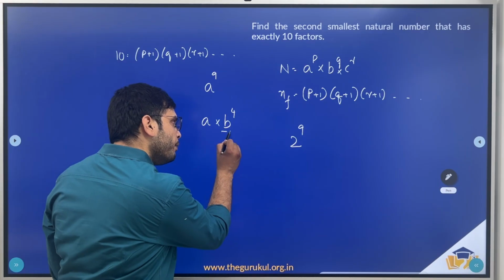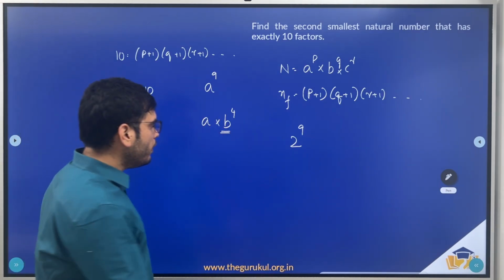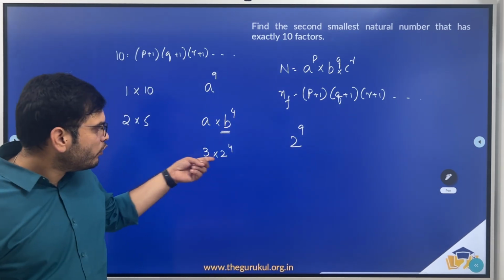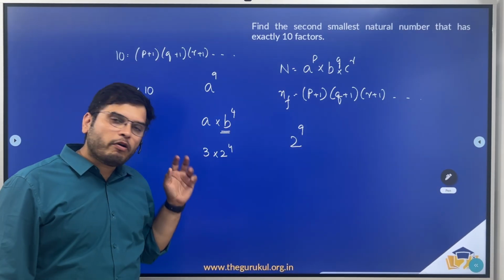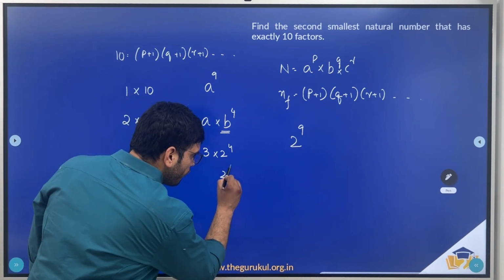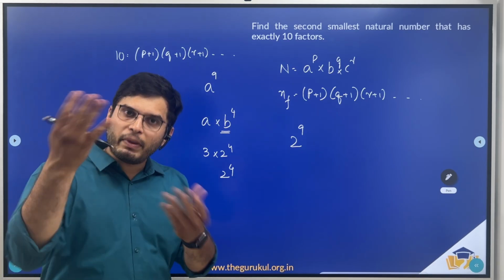So let us have minimum value for b, right, and the next minimum value for a, right? So that would be 3 into 2 power 4. Now I can say that 3 into 2 power 4 is less than 2 power 9. Now if 3 into 2 power 4 is the smallest, the next smallest number would be, now let me put 2 power 4 only. Let this remain the same, because if I increase the value of b, the number increases.